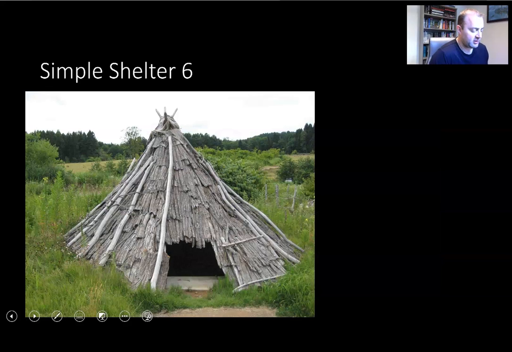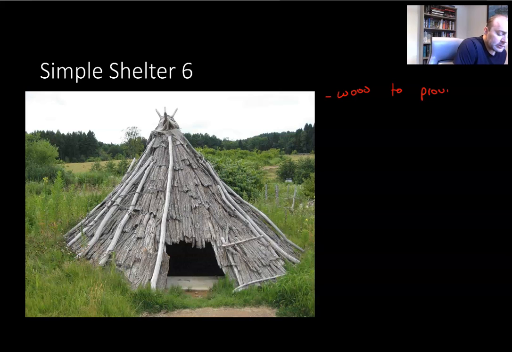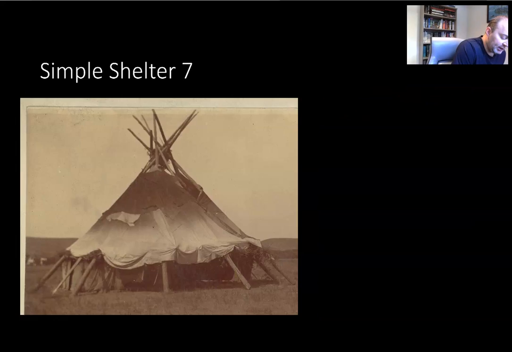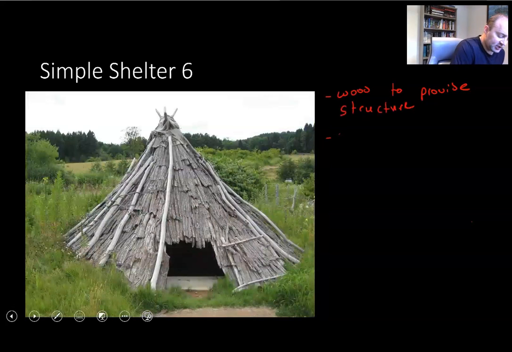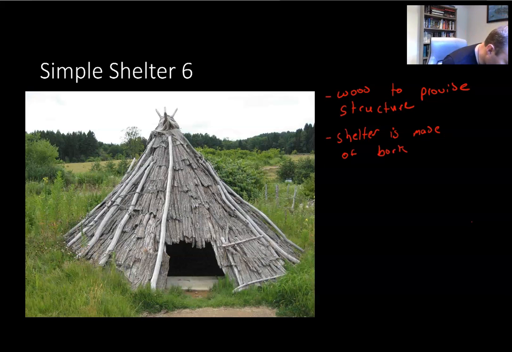Okay, so this one again seems to be, we have wood to provide structure. And again, not huge pieces of wood, just kind of branches that you might find in the forest. You might have to look for them, but you might find them. And then the shelter itself is made of bark. So again, we have shelter seeming to be made of bark there.